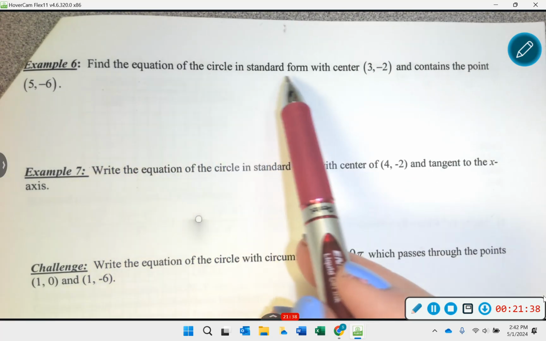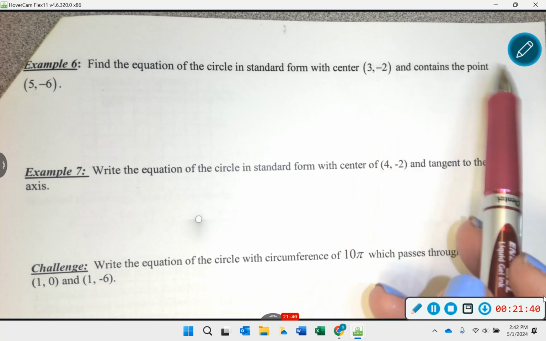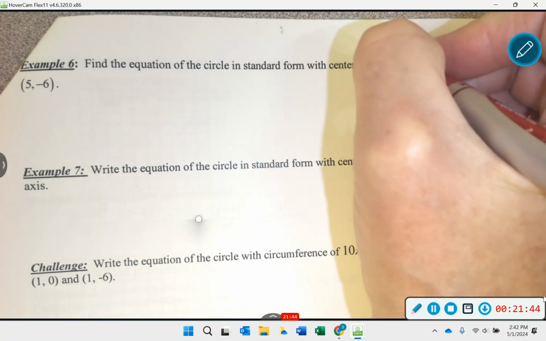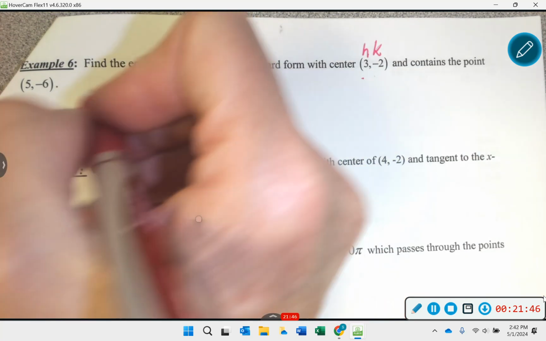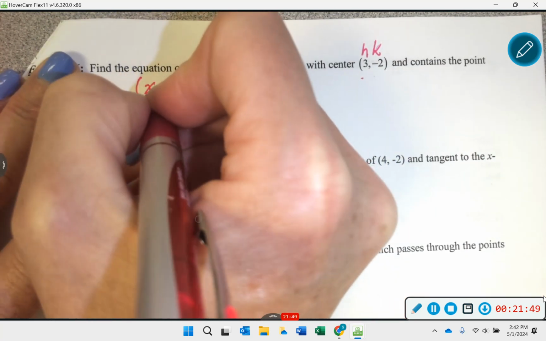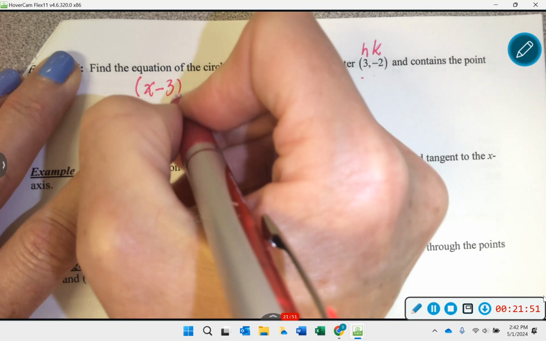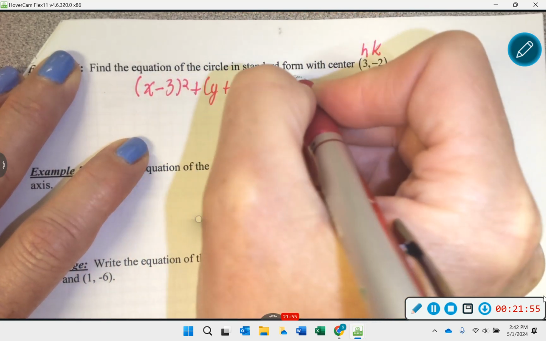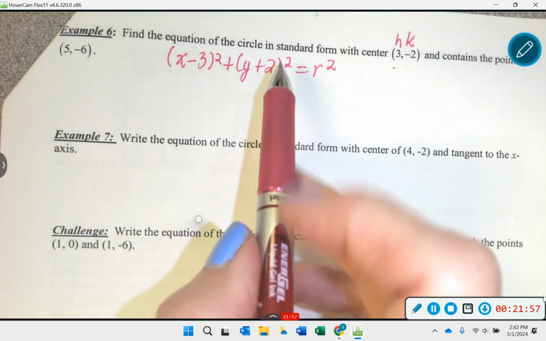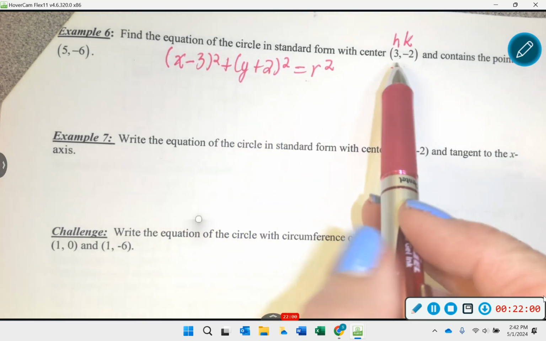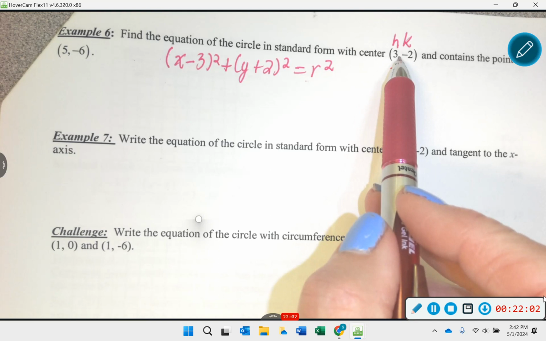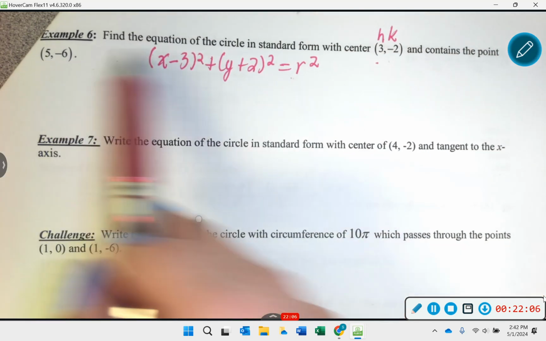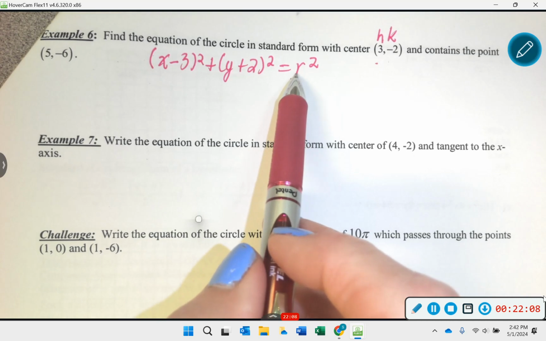Find the equation of the circle in standard form with this center and containing this point. Okay, I'm going to go through this a little quicker now. They're giving me the center, so I know it's going to have to go x minus 3 squared plus y plus 2 squared has to equal r squared. The problem is I don't know what r is. I do know h, k because they told me the center. So what I have to do now is plug this in for x and y because that's going to allow me to figure out r.